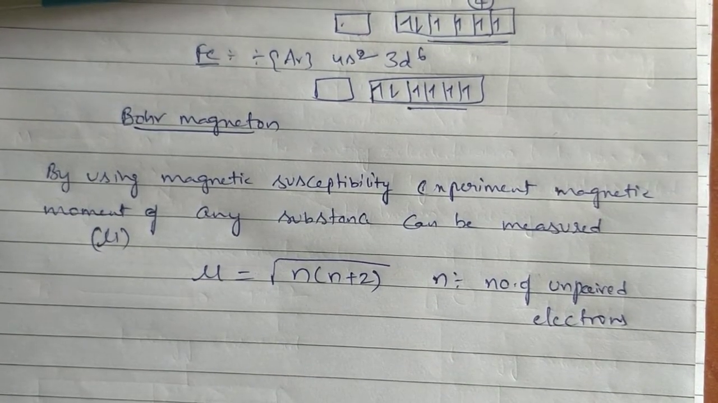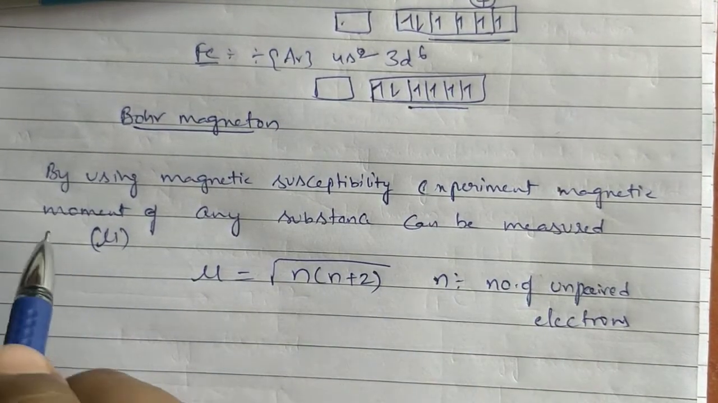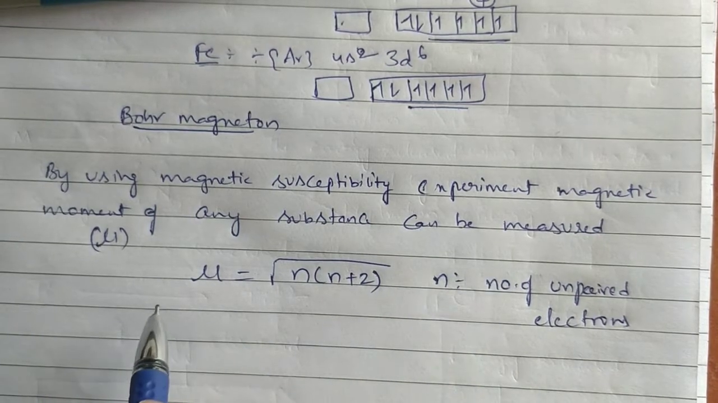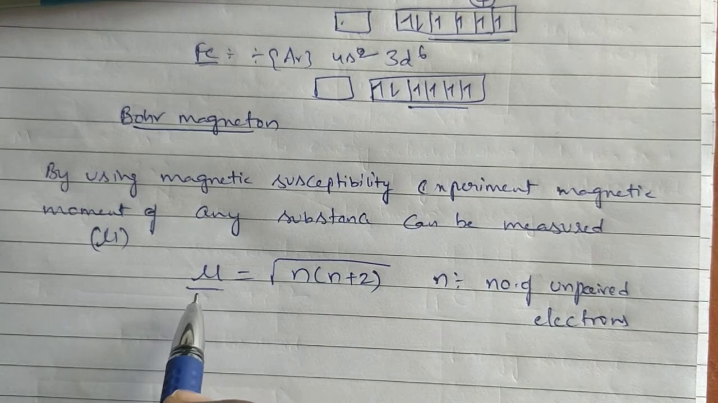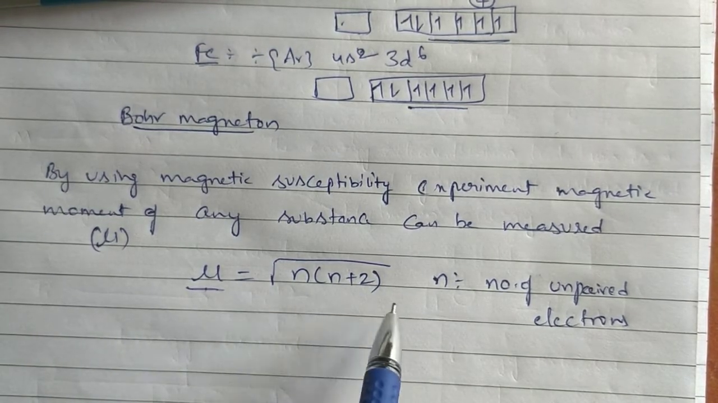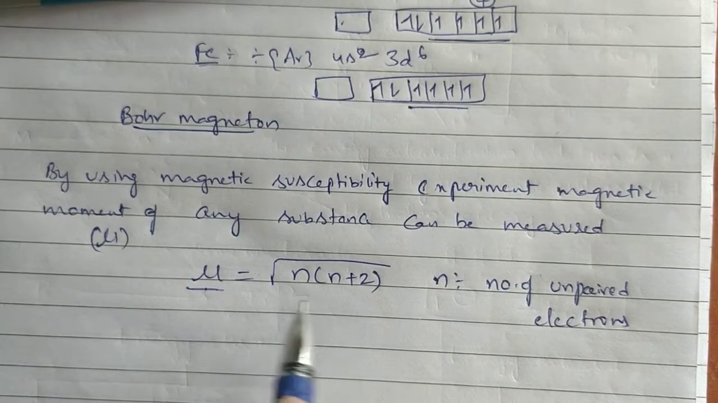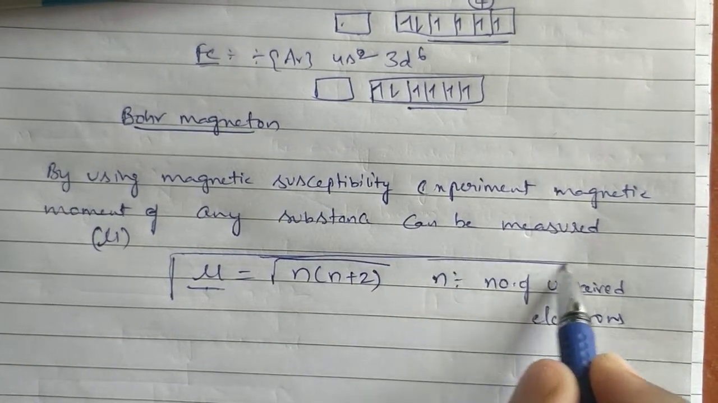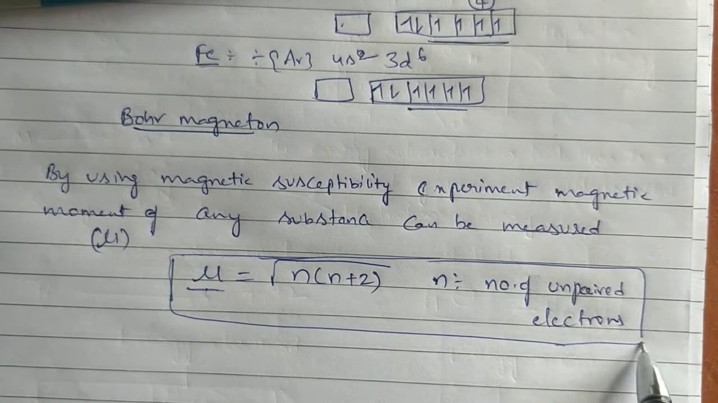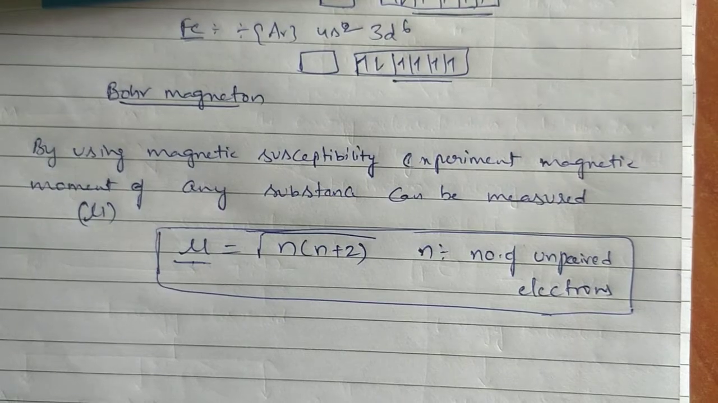Are you okay? By using magnetic susceptibility experiment, magnetic moment of any substance can be measured. Okay, then mu value is known to us. Then we have a formula, mu is equal to root of n into n plus 2, where n is equal to number of unpaired electrons. Remember this formula, it is highly useful not only here, in coordination compounds also it is very useful. Remember carefully. Now we will see the theory part.